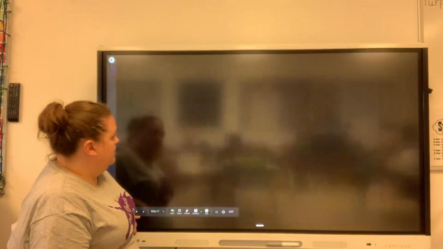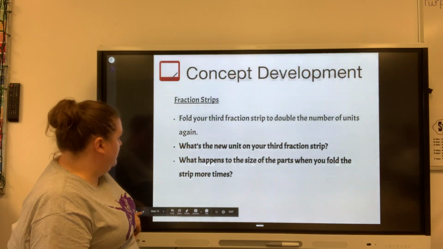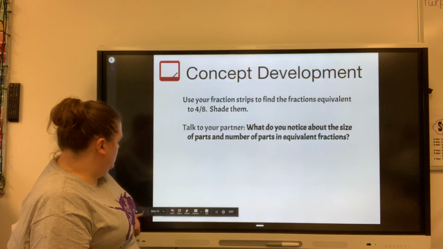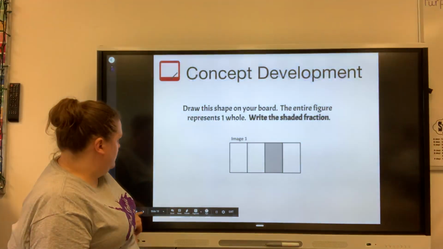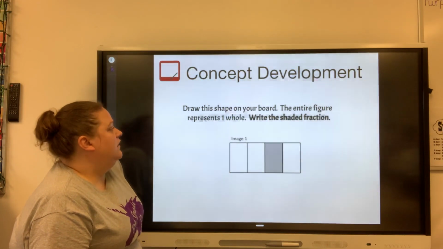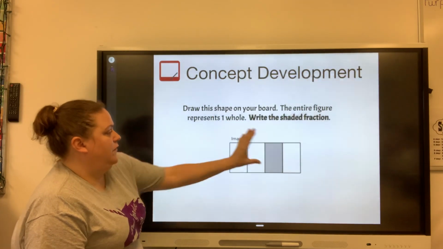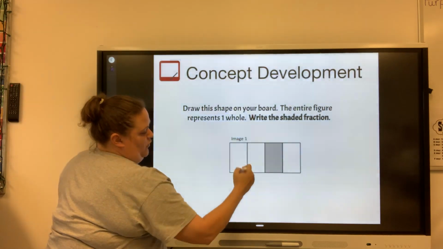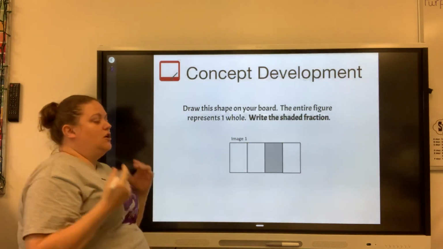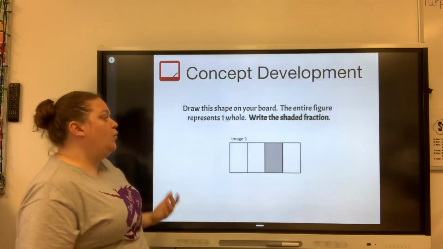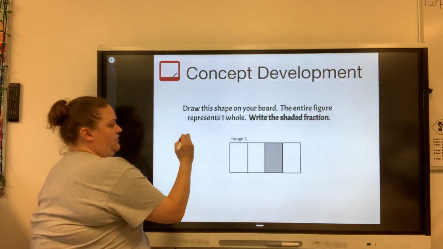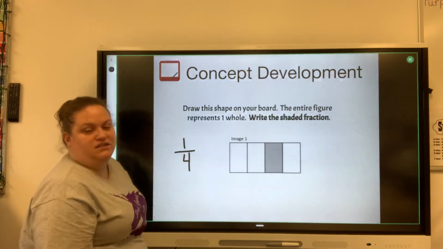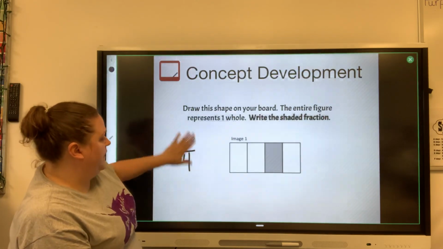I think we're going to stop right there, and we're going to jump onto our next problem. So draw the shape on your board or paper or whatever you've got. So we have a rectangle here. We've divided it into 1, 2, 3 fourths. So we've divided it into fourths. We want to write the shaded fraction. So our shaded fraction is going to be 1/4 because the whole figure is a whole, and we've only shaded in 1/4 of it.